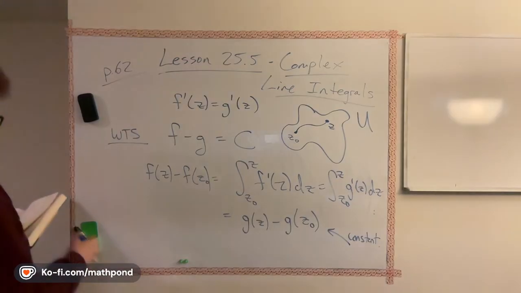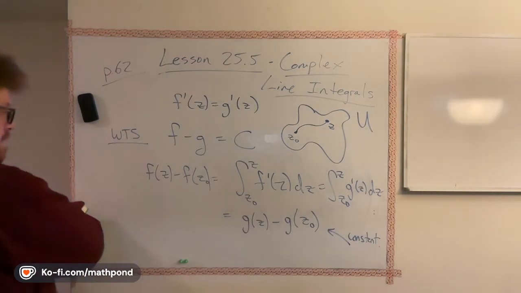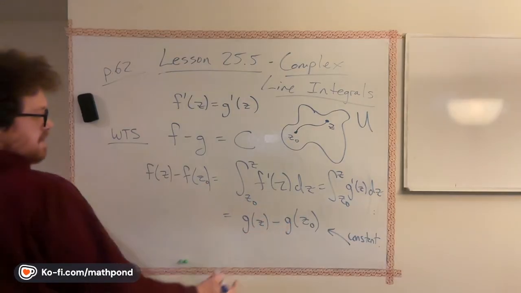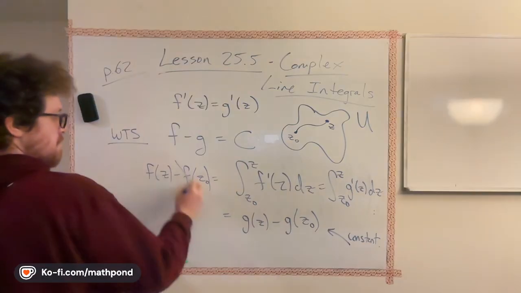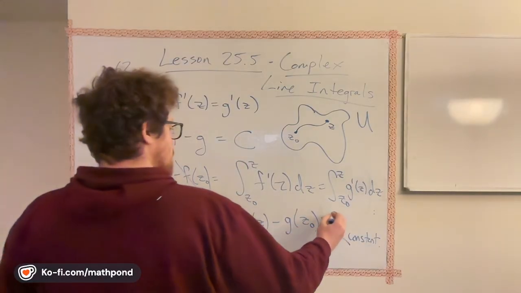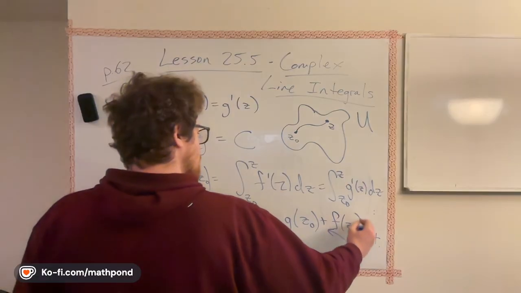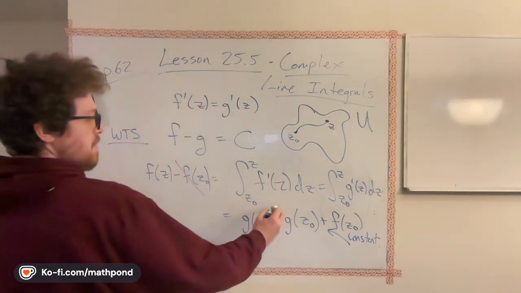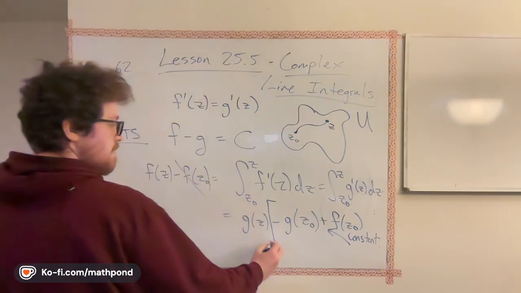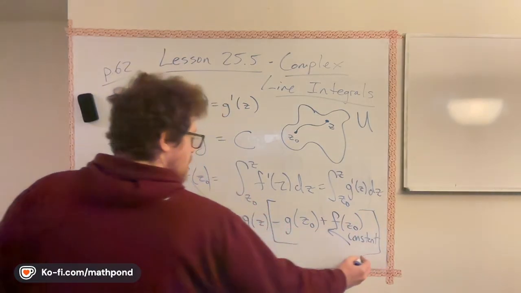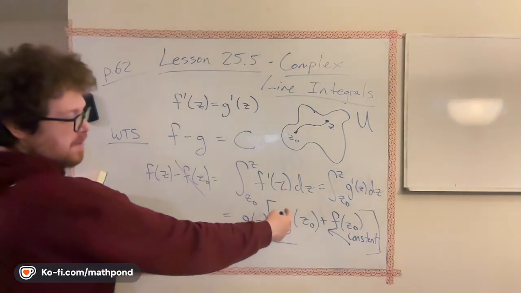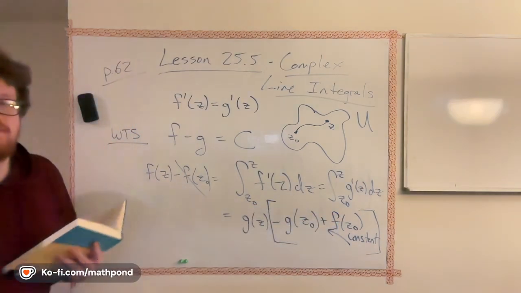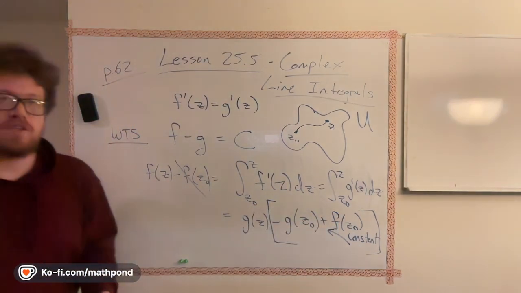Right. And now I can move this to the other side, right? So, yeah. And now this whole thing is a constant. Right, so f is equal to g, minus this thing plus this thing, but everything on the right is just a constant.